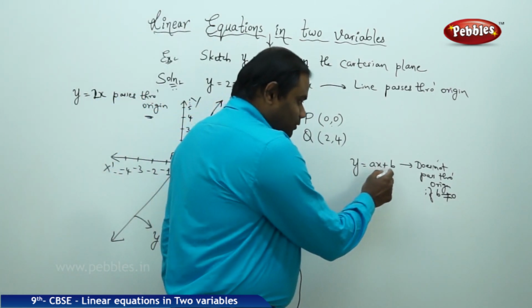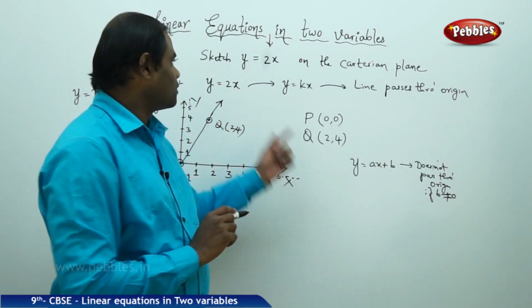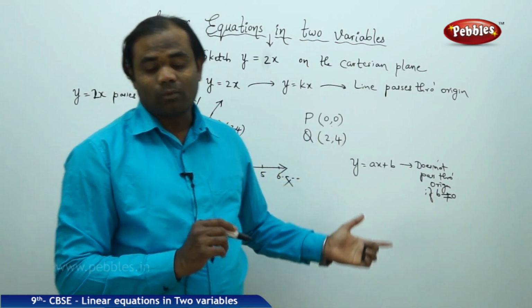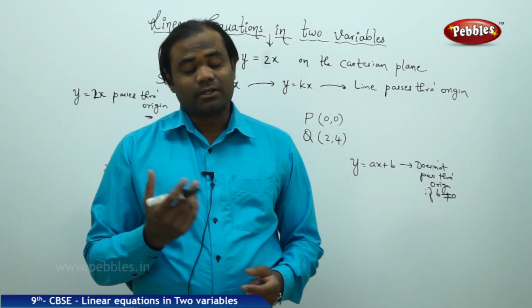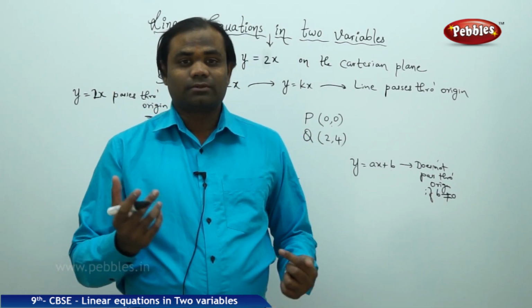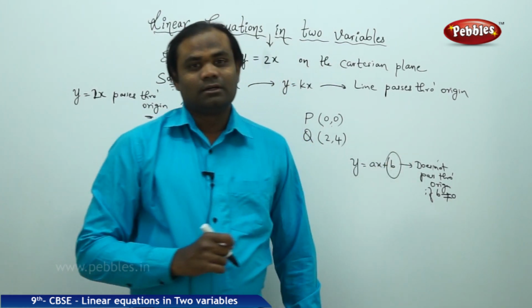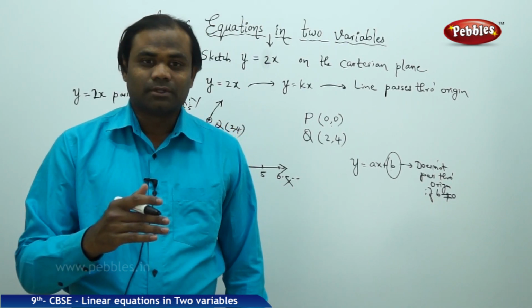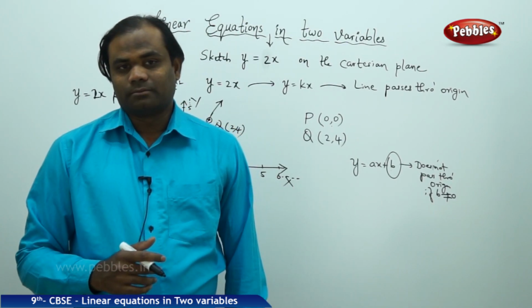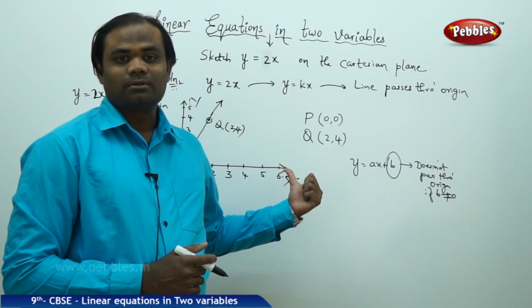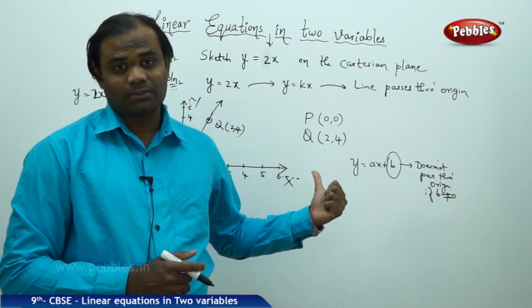If b is equal to 0, then this reduces to the form y equal to kx, and the line must surely pass through the origin. B, the constant, decides whether the line passes through the origin or not, as seen through the example problem y equal to 2x.